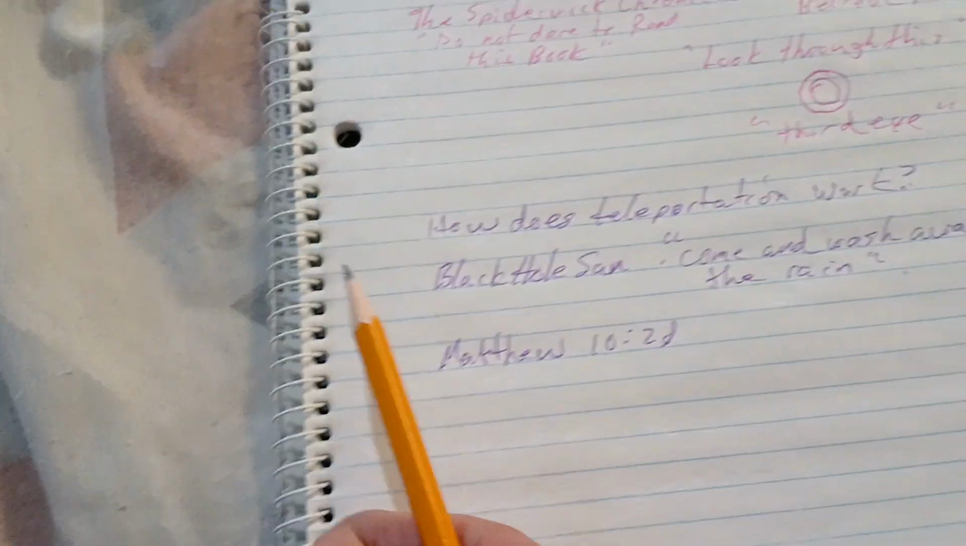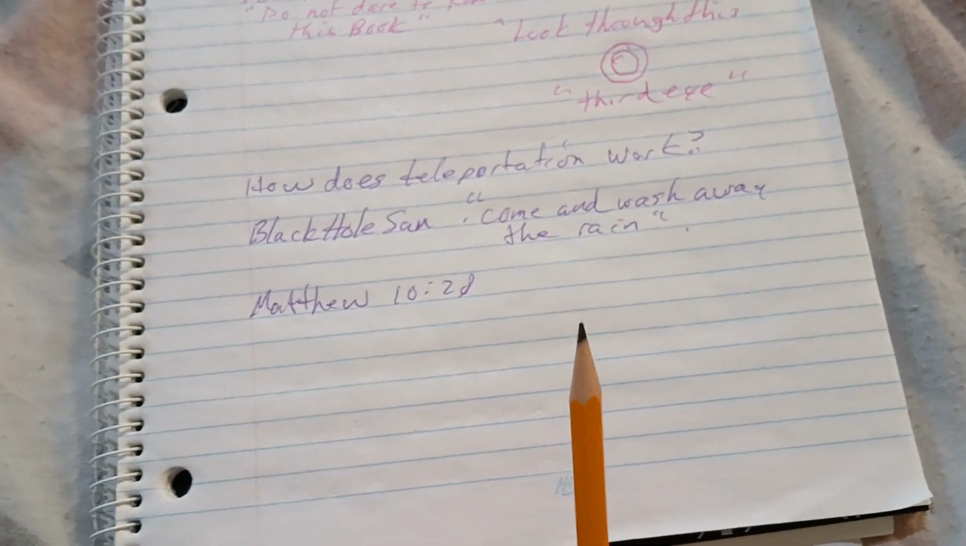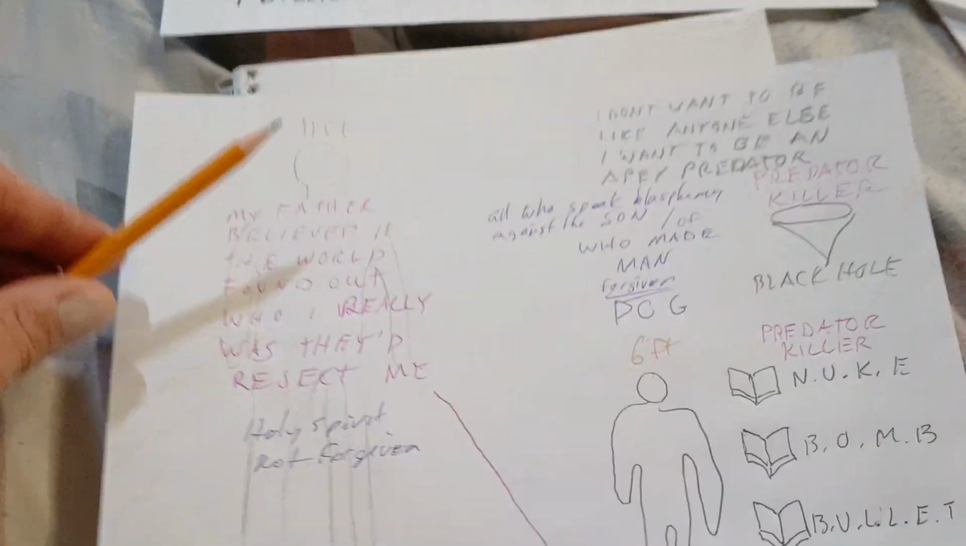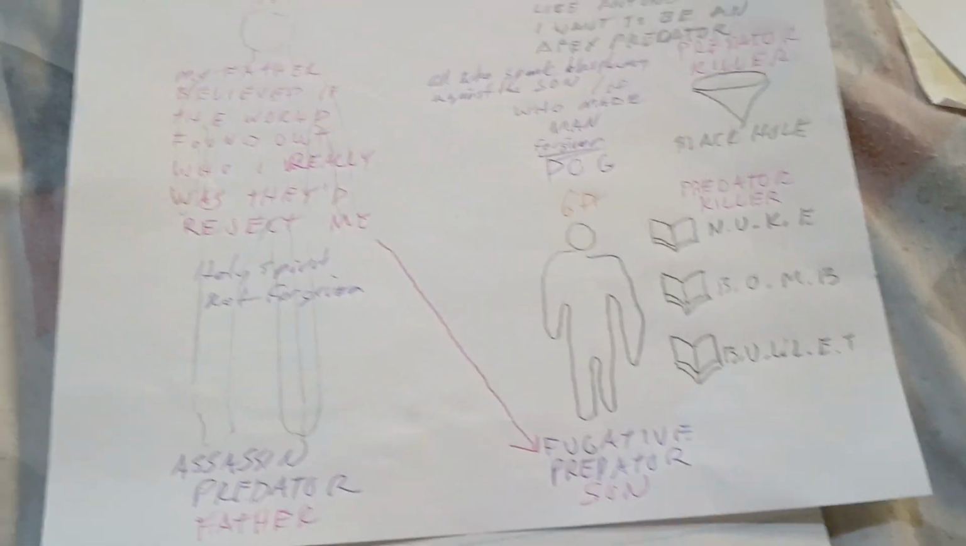So that's how teleportation works. Now this here is called black hole sun. Black hole sun means this guy here. I'm the father, remember? The assassin predator who's trying to catch the fugitive predator.